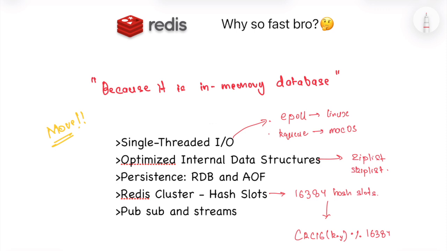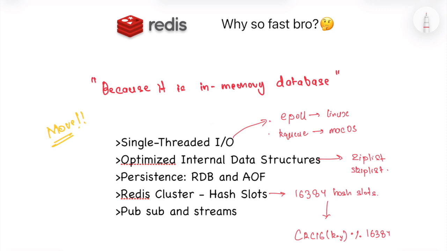And the second is AOF, which stands for append-only file. In this, every write command is logged to a file, and on restart, Redis replays the log. It is slower to restore, but it has minimal data loss. So the production recommendation here would be to use both: RDB for fast restores and AOF for minimal data loss.